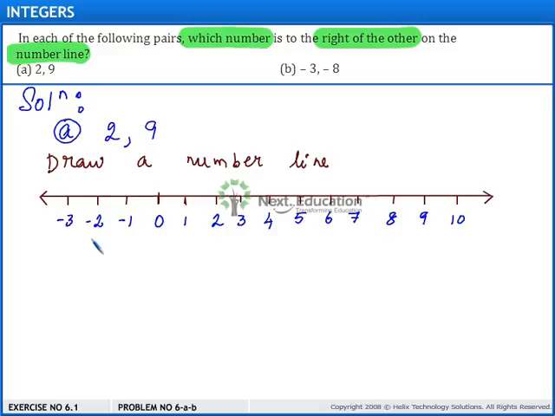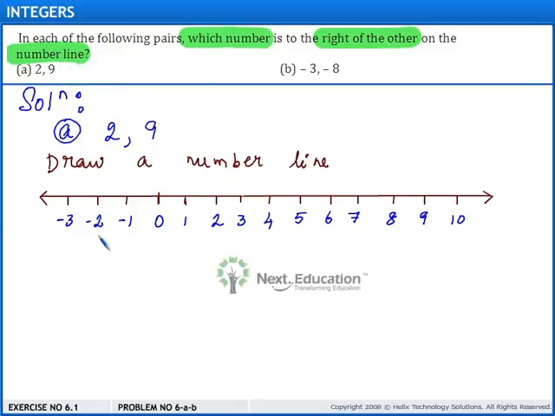First, let us draw a number line. We know that on the number line, the points are marked at equal distance. The points to the right of 0 are positive and the points which are left of 0 are negative.